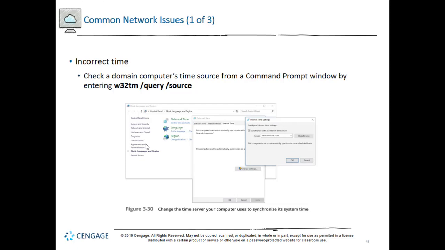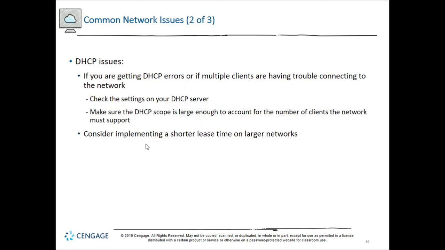If you have an incorrect time, you can run a command prompt and enter w32tm /query /source. You'll find out where you're getting your time information, where you're syncing up your times. If you're getting the wrong IP addressing, you might want to check to see if you're getting a DHCP. If you do an ipconfig on your computer, you will see if you have DHCP turned on or off.